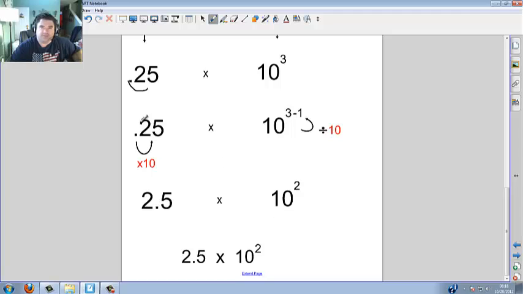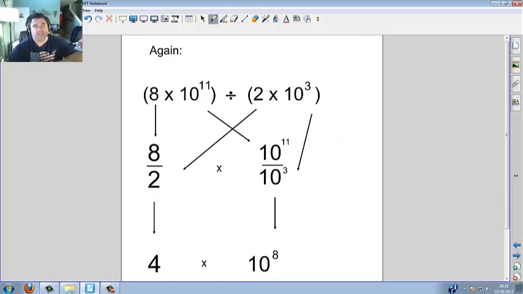2.5 times 10 to the 2nd power is your answer. Again, go ahead and try it.